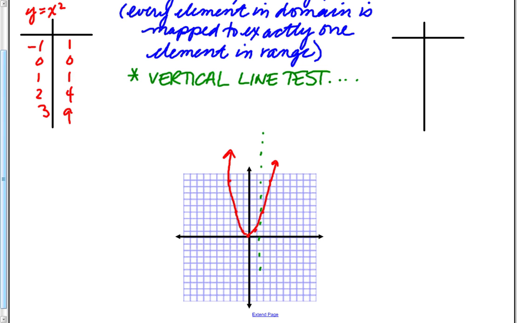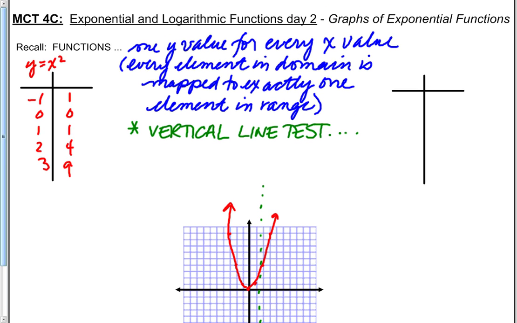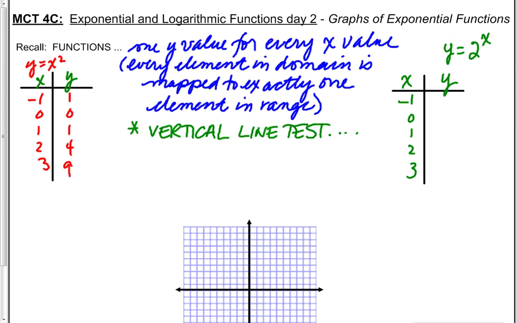Let's do a table of values for y equals 2 to the x. So this is where our rules of powers come in. Let's do the same x values: -1, 0, 1, 2, and 3. 2 to the negative 1, from our rules of powers, is a flip, so it would be 1 over 2. Anything to the power of 0 is 1. 2 to the 1 is 2. 2 squared is 4. 2 cubed is 8.